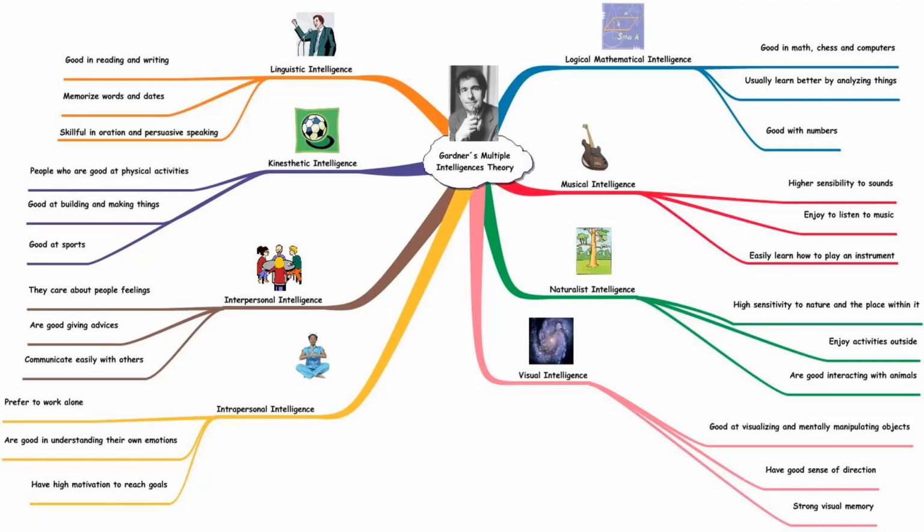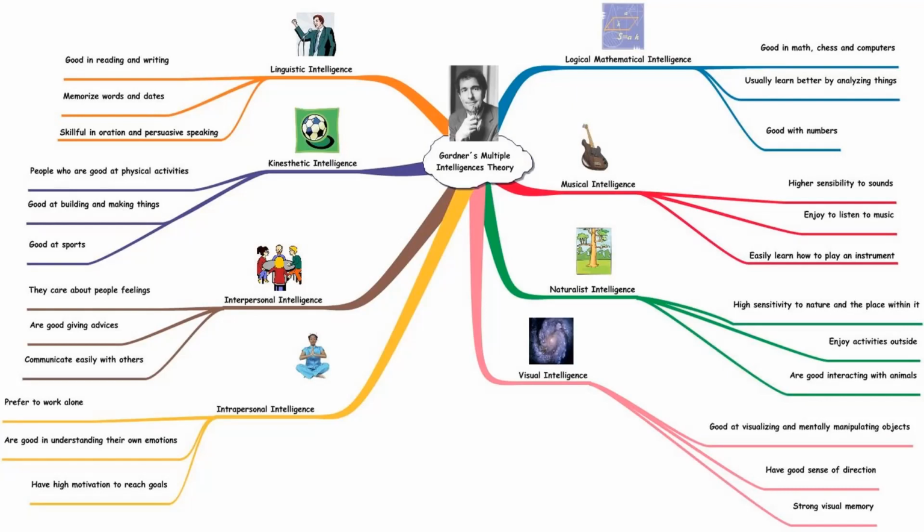And then the next one is interpersonal intelligence. What is it about? Some persons are very emotional. They care about people's feelings. They do good things and even give you good advice. And you can communicate with them easily, very nicely. Those persons having this skill have very good interpersonal intelligence, right? So we have different kinds of intelligence in us.